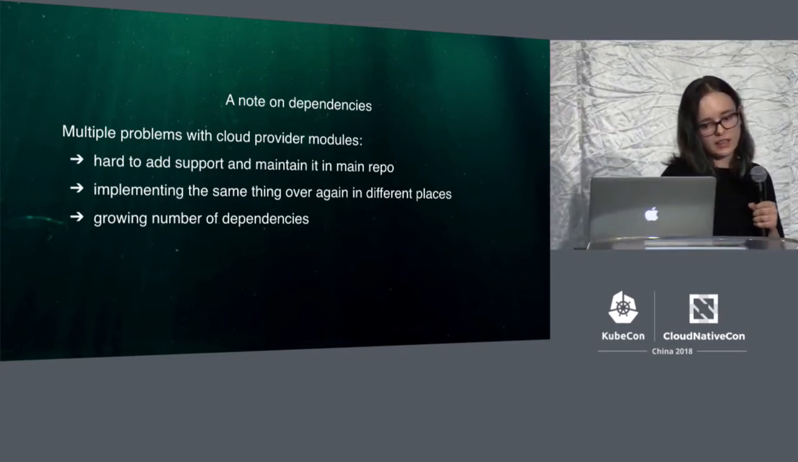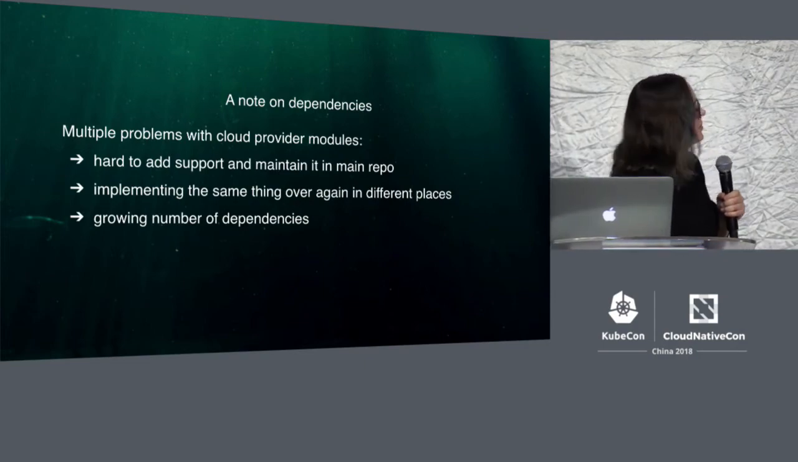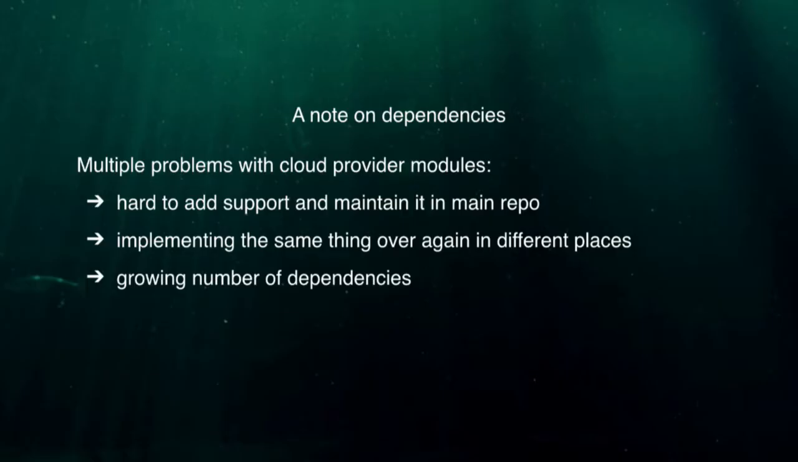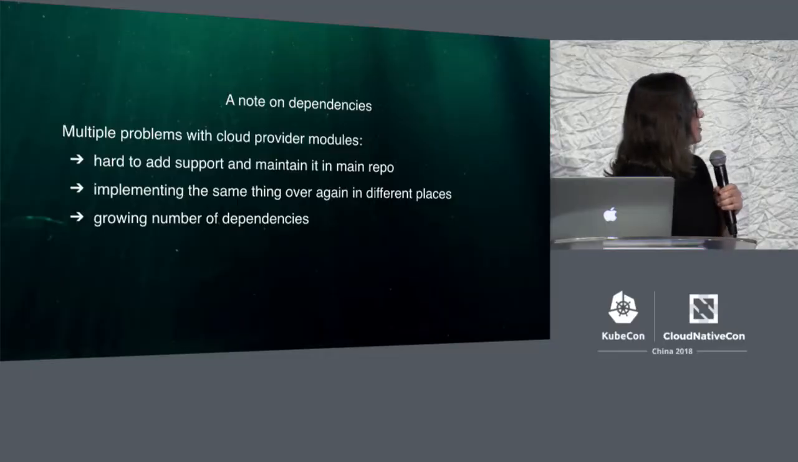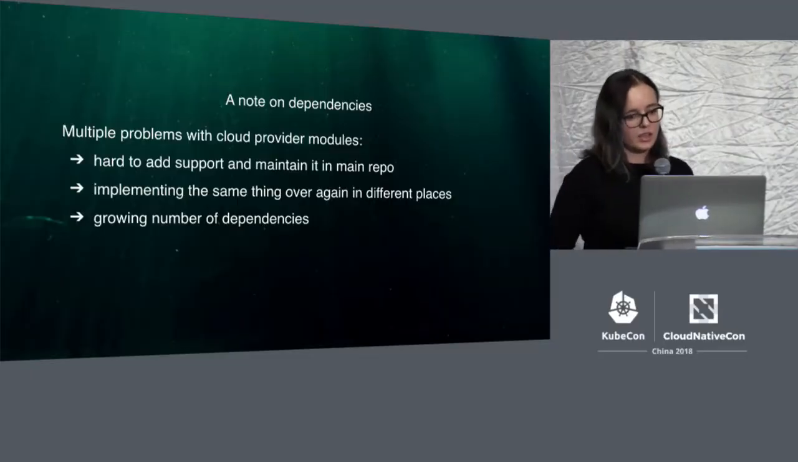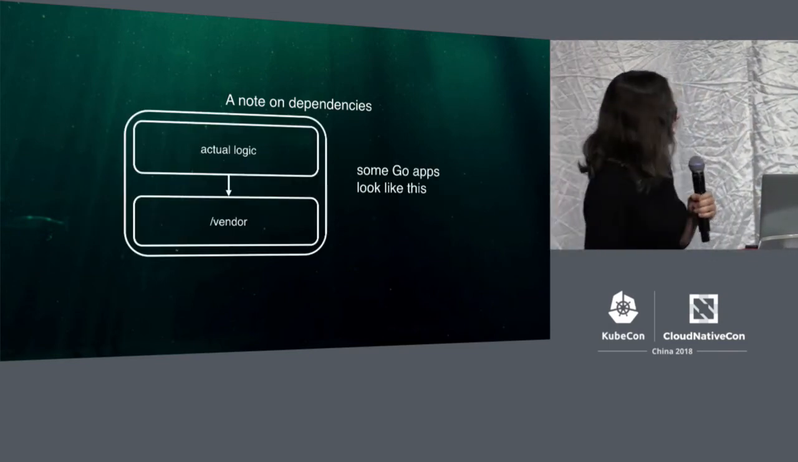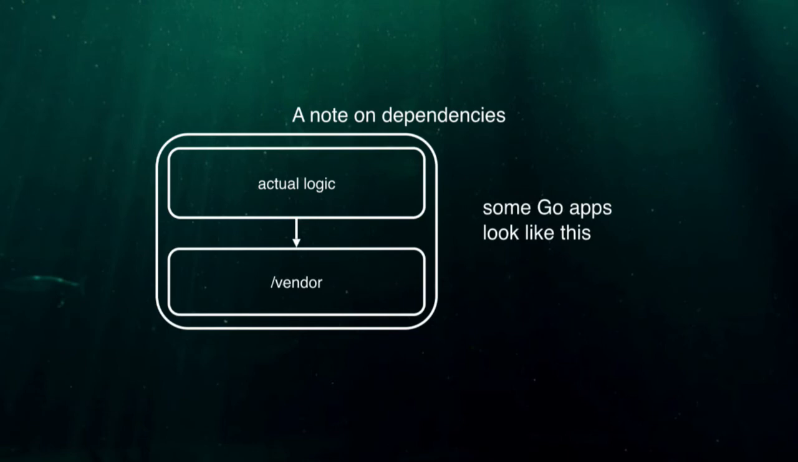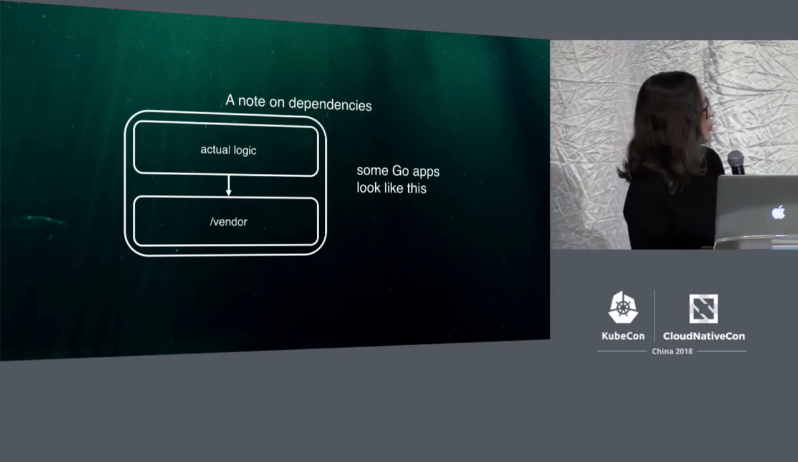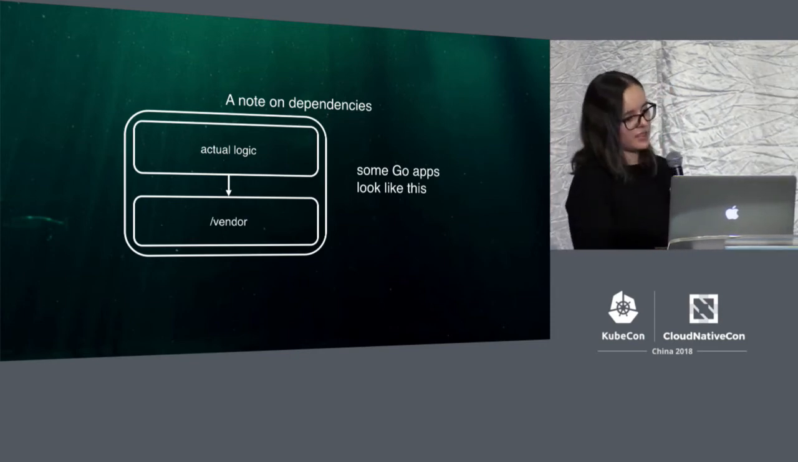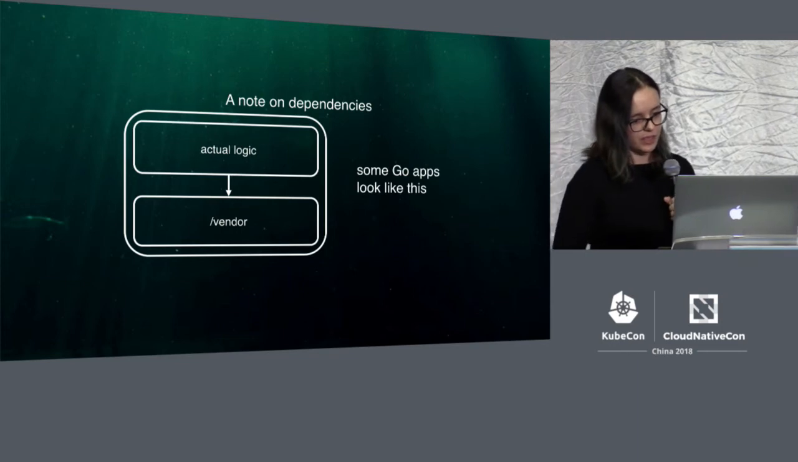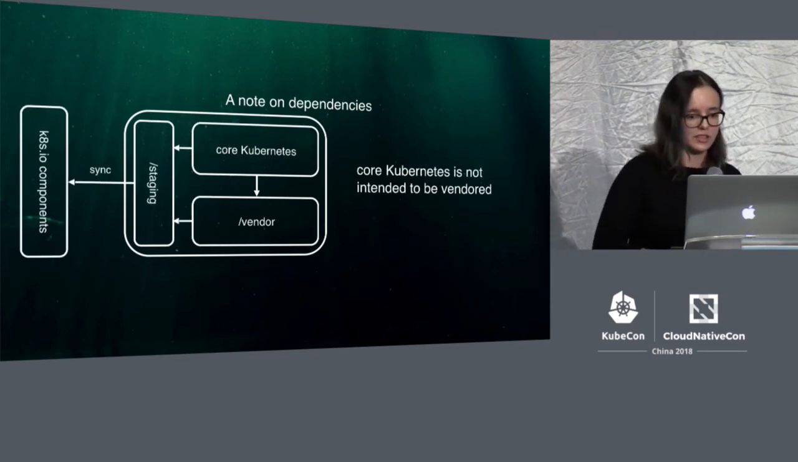And third, and this is like the nightmare from the maintainers' point of view, is the growing number of dependencies. We simply don't have the manpower to audit all of them, and we really hate increasing the binary size even more. So about these dependencies, there's a fun fact. This is how some Go apps look. They have some actual logic. They use some dependency management tool, GoDeps or something newer and fancier, and these dependencies are sometimes stored in a vendor directory. So this is how core Kubernetes looks.